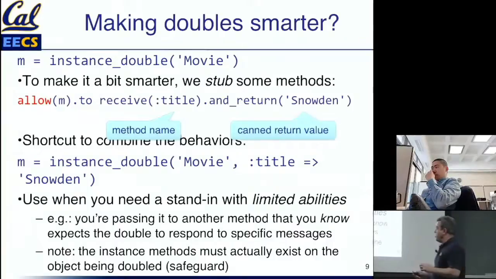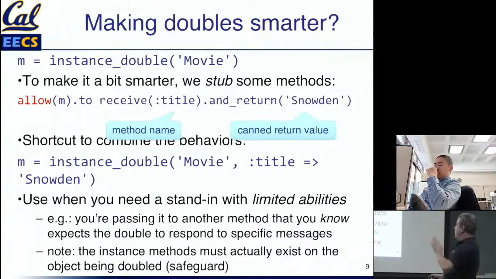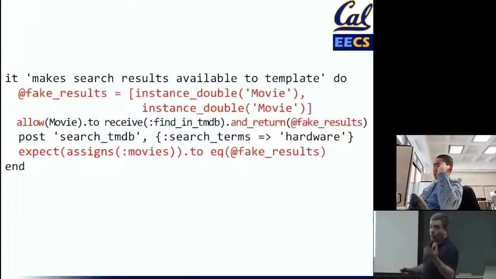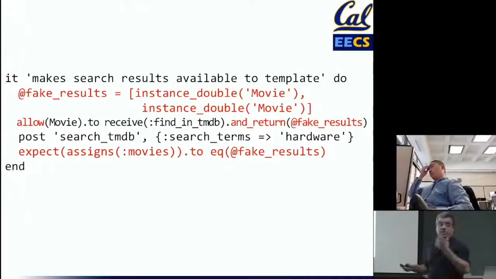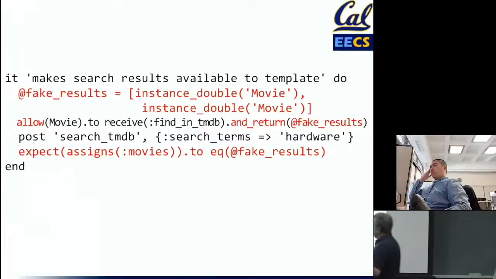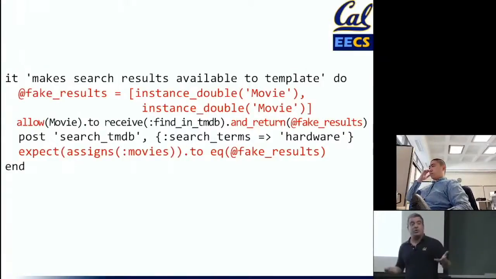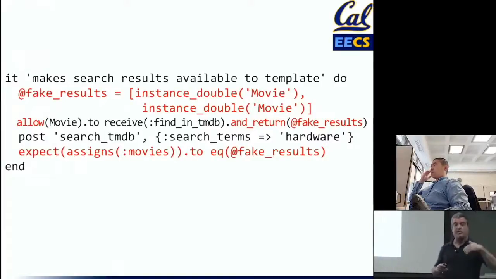Right? So what are the abilities that we need in this case? Well, if we're just passing it to another method, if we know how the stunt double object is going to be used, we'll just define simple behaviors for those particular methods and nothing else. So what is this going to look like? Going back to our test case, within our test case, we're going to create a list of fake results. If the find in TMDB method really existed, what would it probably return? Well, it would probably return some collection of movie objects that are the matches it found in the database. So we're going to create an array of 2 of those things.